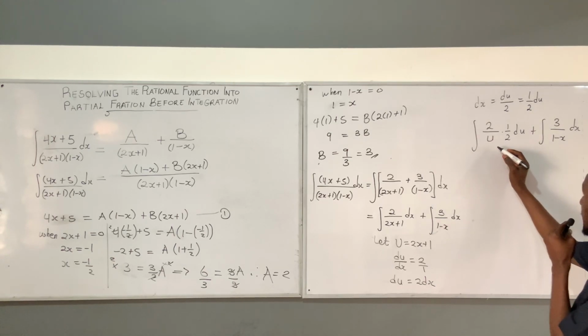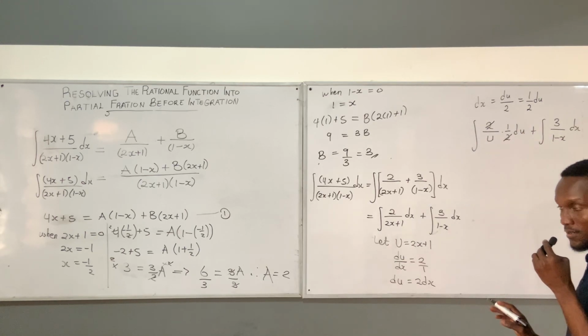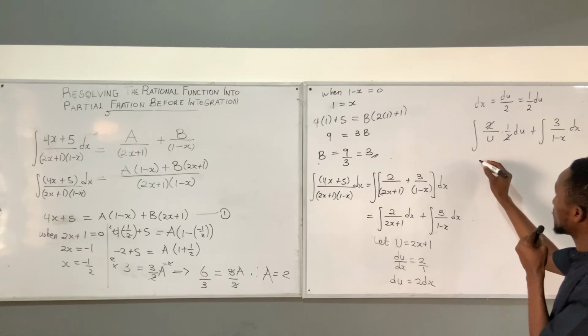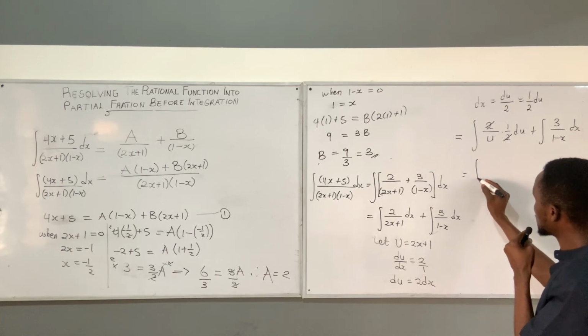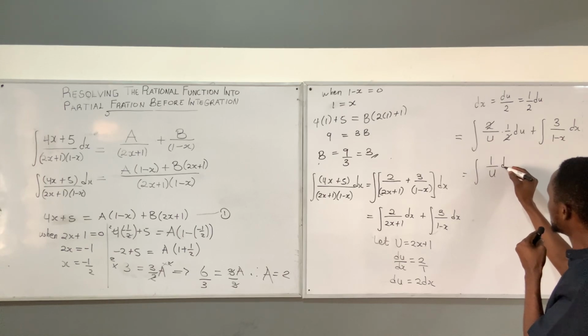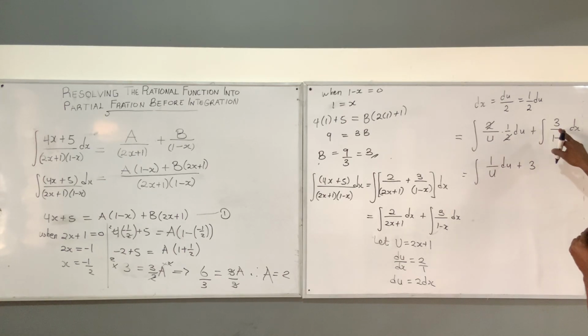So now from here, these 2 can cancel this. Now do you get it? And we are left with what? 1 over u. So the function becomes integral of 1 over u du plus 3. Now watch, I am factorizing the 3 out. Integral of 1 over 1 minus x dx.